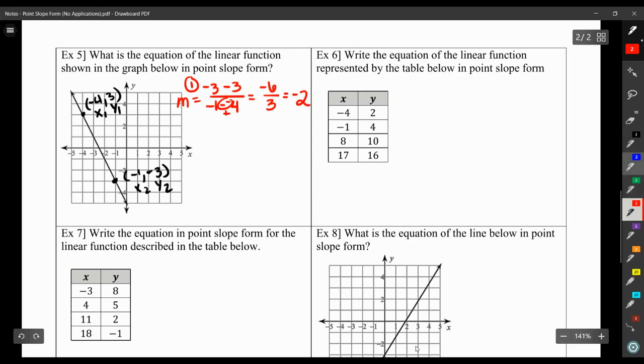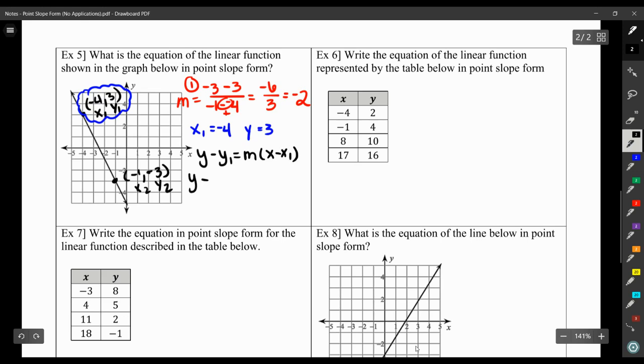So again, you can choose any point you wish. Since we labeled this top one x1 and y1, let's just go ahead and use that point. So x1 is going to be negative 4, and y1 is going to be a 3. And let's plug in to our point slope form.